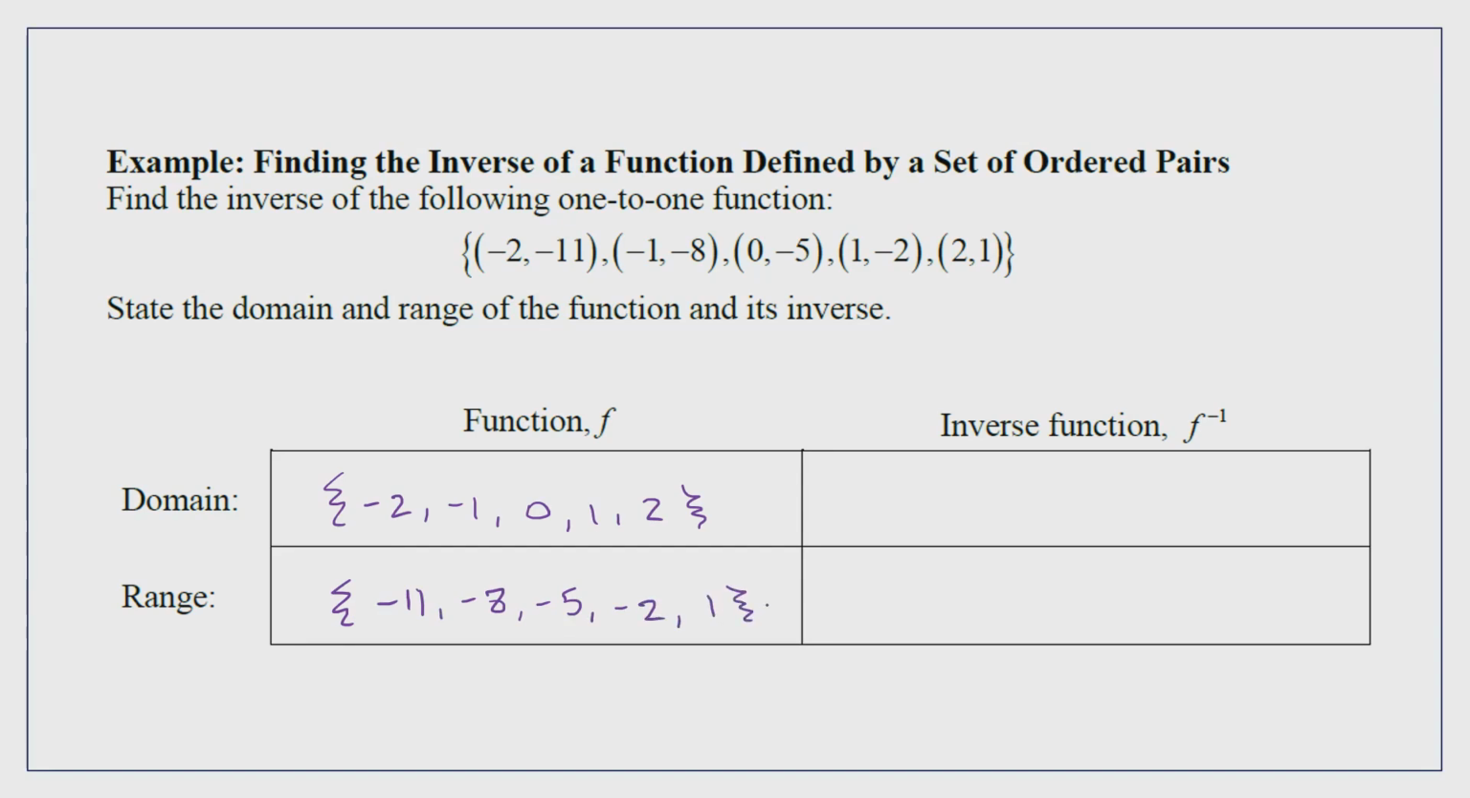Now to state the inverse function, we're actually going to switch the domain and the range. So what was the domain of the function is now the range of the inverse function. So that would be -2, -1, 0, 1, and 2. Now the range of the function is now the domain of the inverse function. So that would be negative 11, negative 8, negative 5, negative 2, and negative 1. Okay. All right.